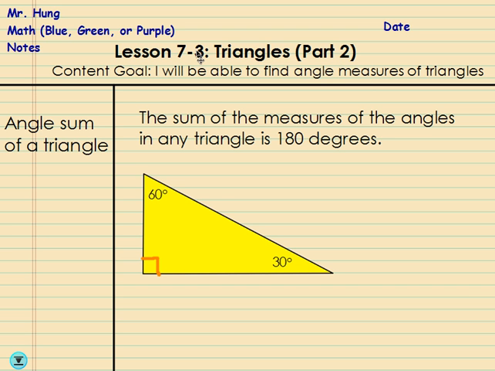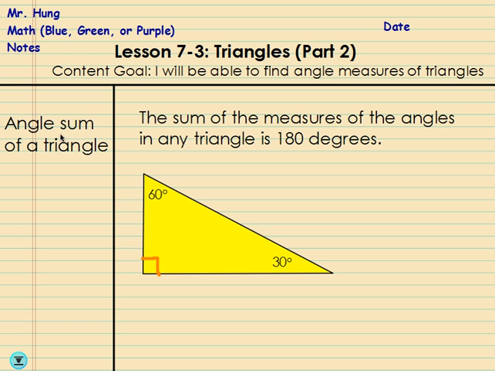So we're going to finish up this lesson. By the end of the day today, you will be able to find angle measures of triangles, and especially missing angle measures. So this is going to be a quick lesson.